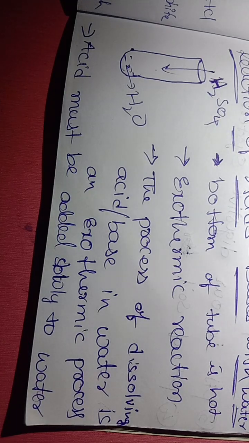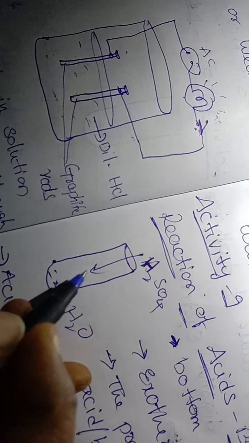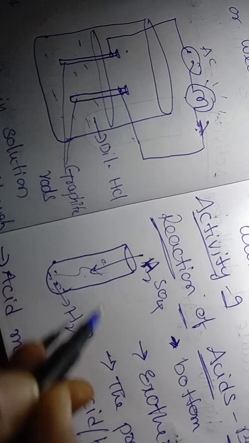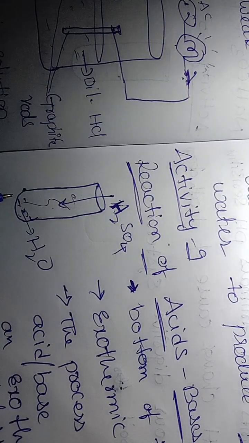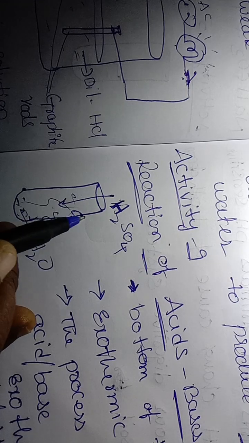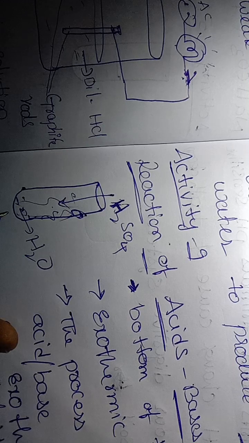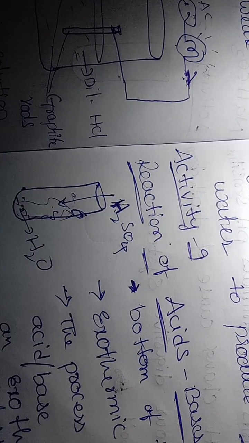Otherwise, what will happen when you add water to the acid? Suppose you have a container full of acid. Whenever you add water to this, we know it's an exothermic process, so a huge amount of heat energy is released at that time. Because of that heat, the glass may break easily. It may splash on us and lead to burning. That is the reason we add acid to water, not water to acid.